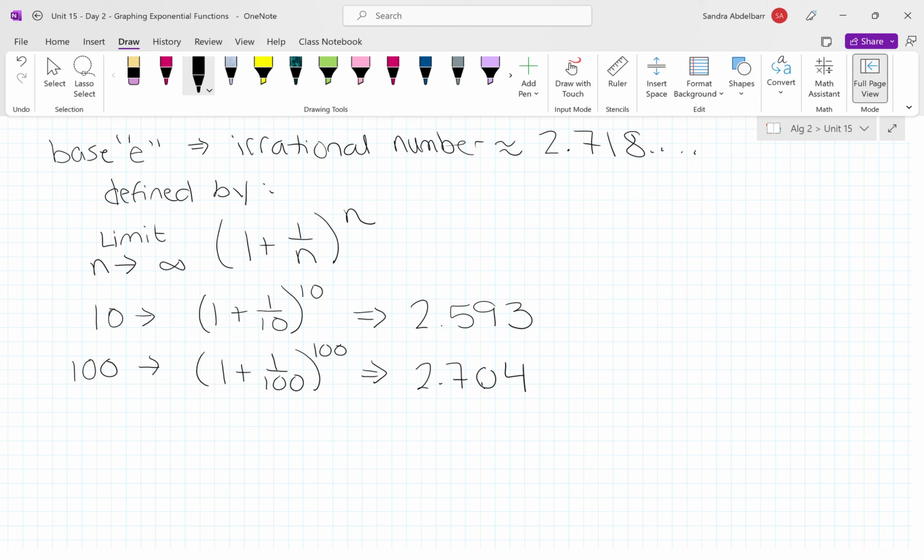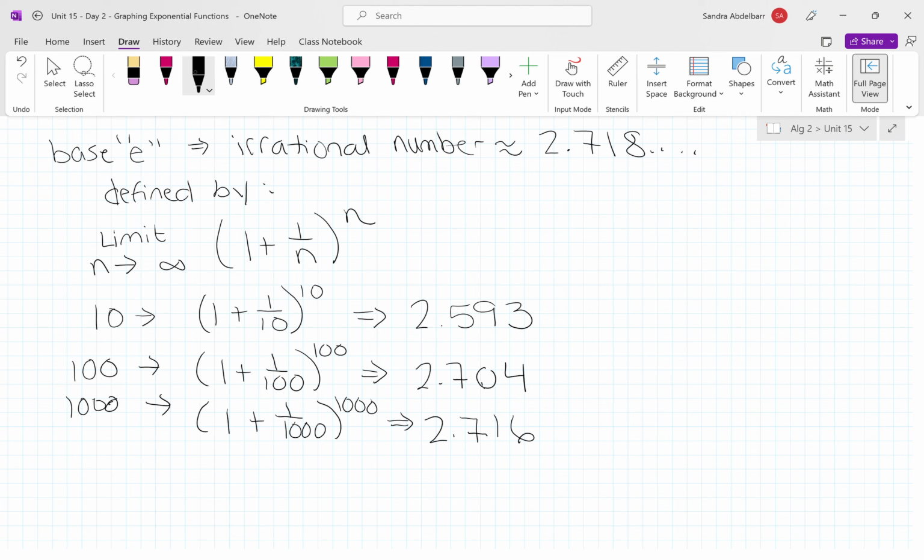All right, let's plug in a bigger number. Let's do 1,000. So this is 1 plus 1 over 1,000 raised to the 1,000th power. What's that? 2.716. Again, what's happening? We're getting closer, right?